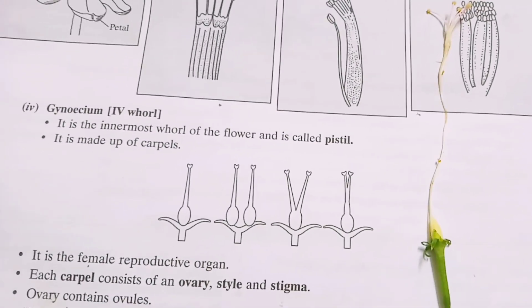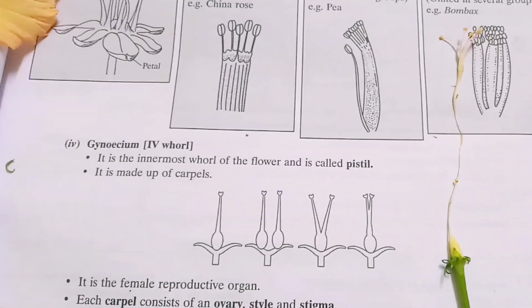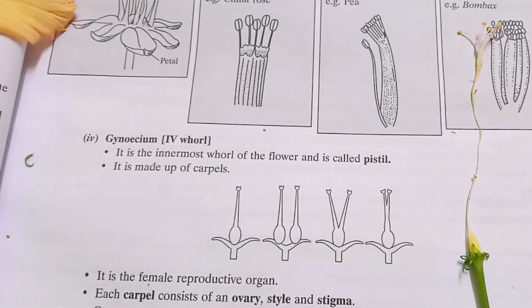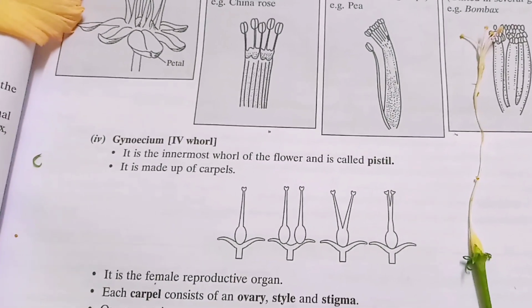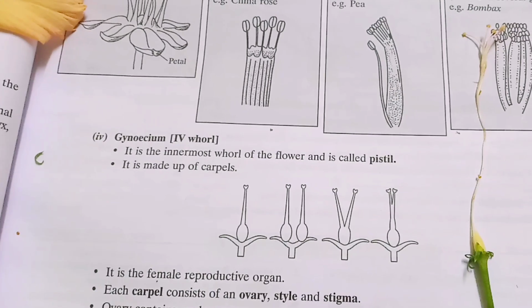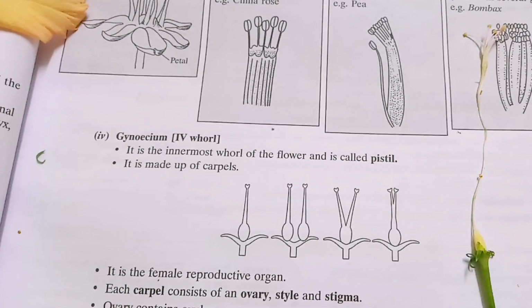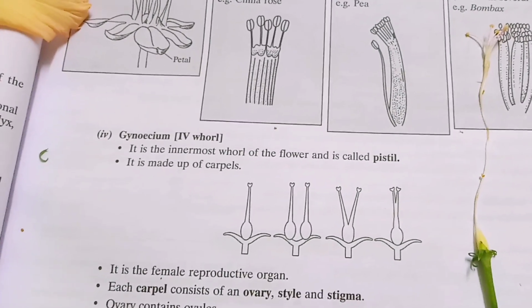So in this China rose flower we have all the parts like calyx, corolla, androecium and gynoecium. This is why it is known as a bisexual flower and a complete flower.